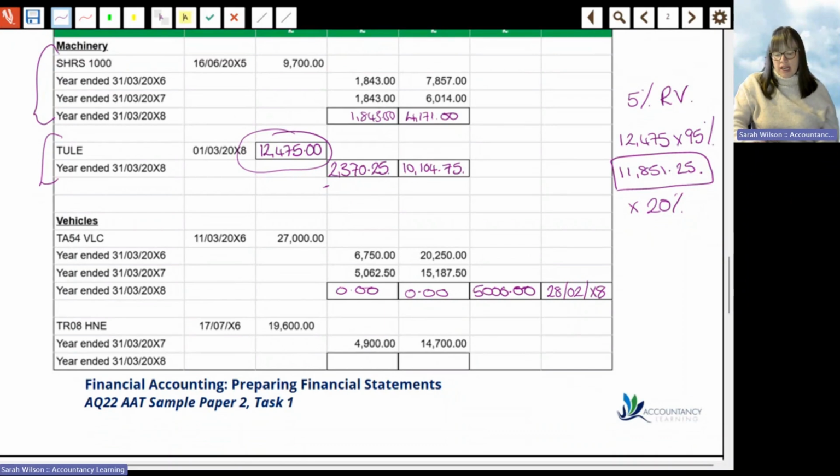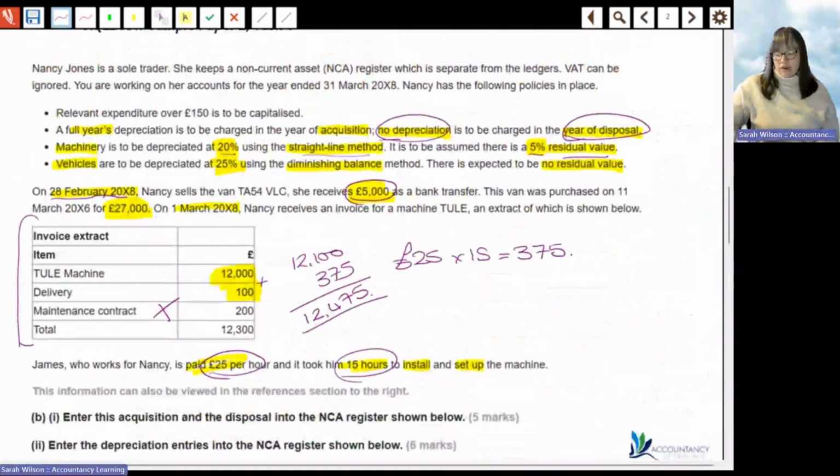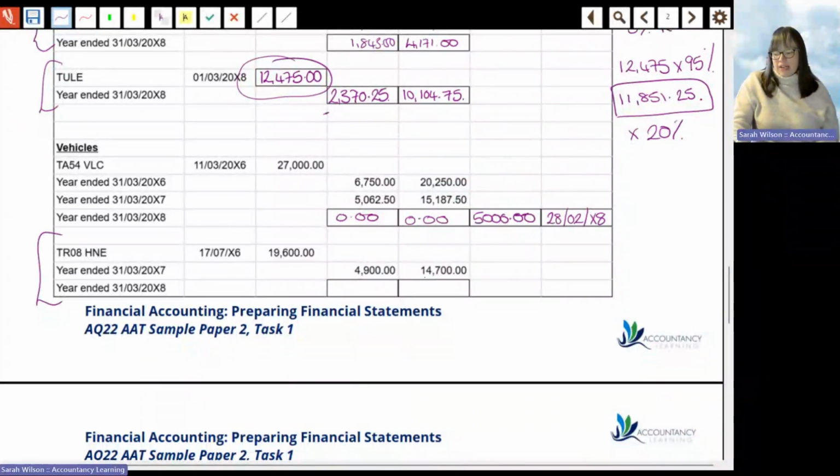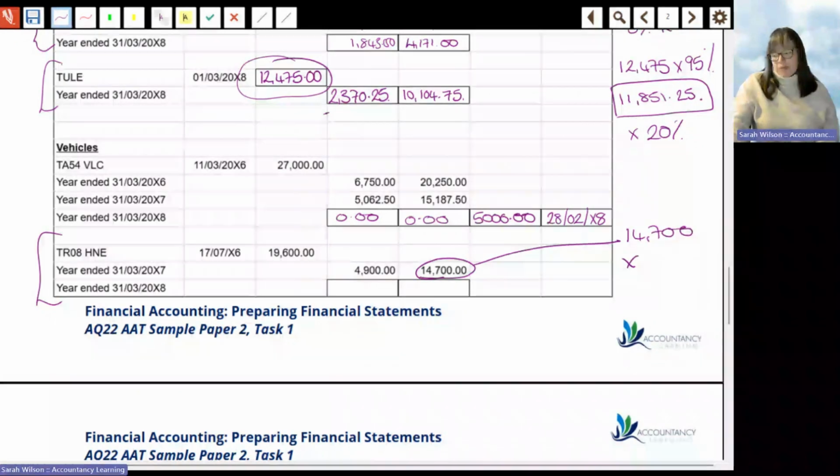And then lastly down here, we've then got this depreciation for another vehicle. And remember that the vehicles was at 25% on a diminishing balance method. So now we need to take our carrying amount and multiply that by 20%.